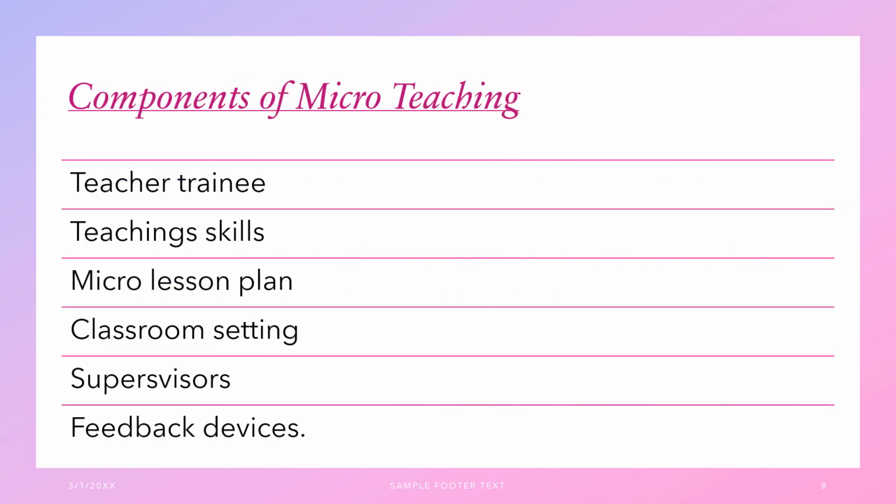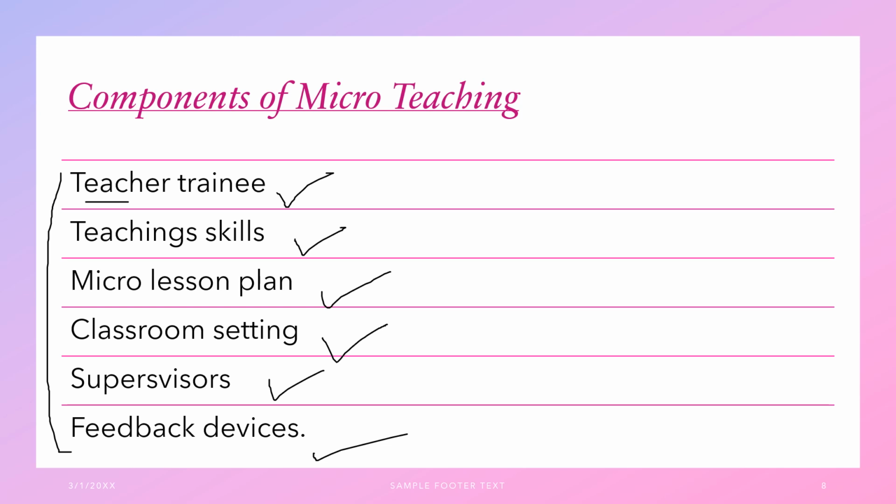Now look at the components of micro teaching. These are all the components of micro teaching: teacher trainee, teaching skills, micro lesson plan, classroom settings, supervisors, and feedback devices. First of all, who is a teacher trainee? The student who gets the training of a teacher is called a teacher trainee. During the training, various capacities like teaching skill, class management, maintaining discipline, and organizing different programs at schools are developed among trainees. The second is the teaching skills.